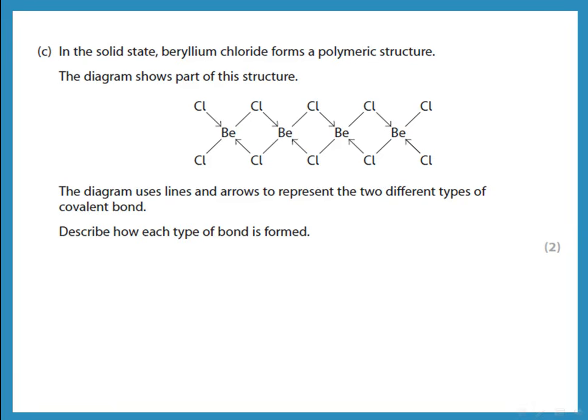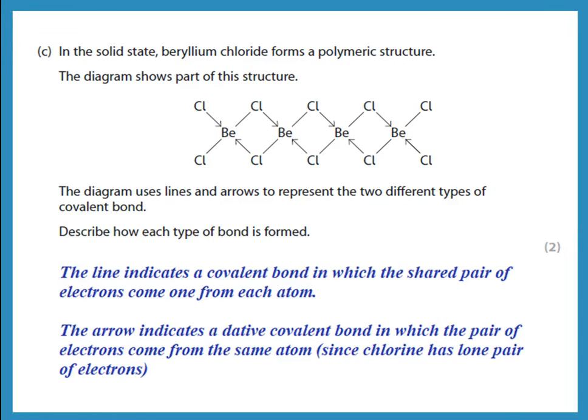Now he's saying in the solid state, this is how it looks like. The diagram uses lines and arrows to represent the 2 different types of covalent bonds. Remember that if you have an arrow, what does the arrow mean? The arrow means that is a dative covalent bond in which the electrons are given by one of the atoms, while a normal covalent bond is written as a line, so the line indicates sharing a pair of electrons, each coming from one of the atoms.